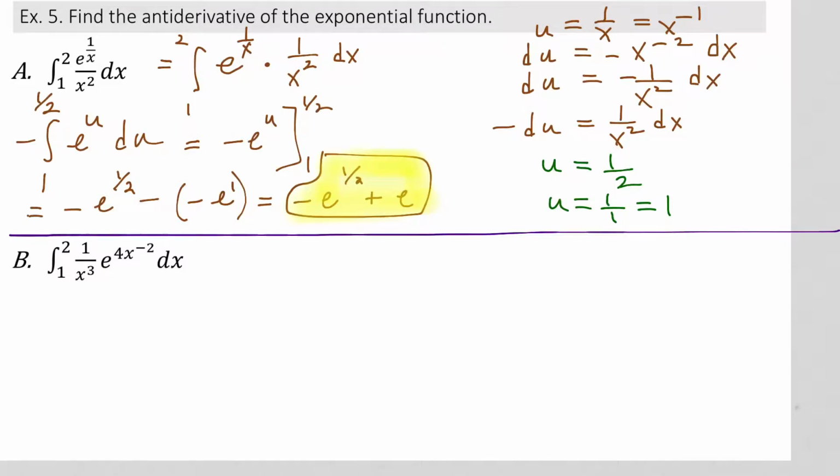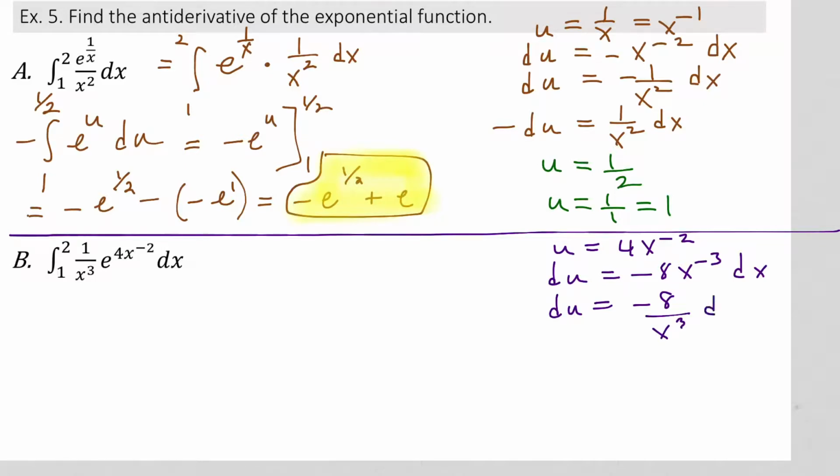For part B, we're going to once again use u substitution, where we're going to say u is the power of the e to the x here, which is 4x to the negative 2. So du is negative 8x to the negative 3 dx. So that's the same thing as saying negative 8 over x to the third dx.